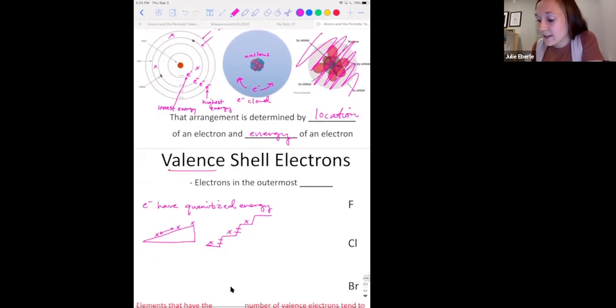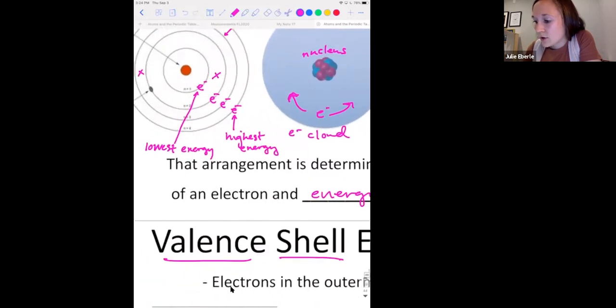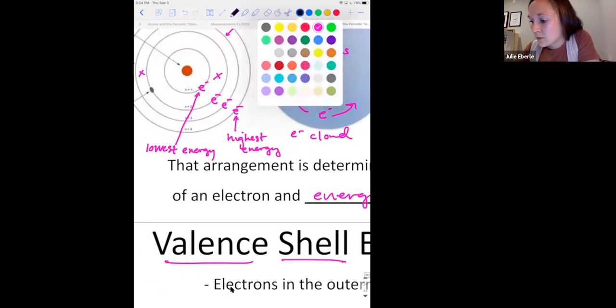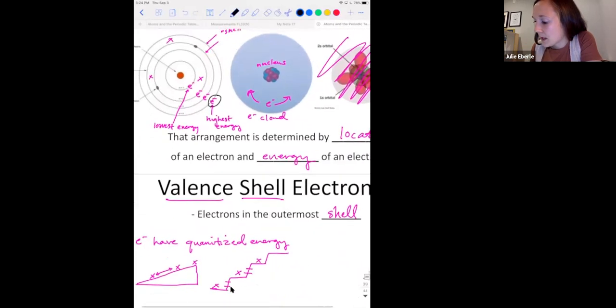So what is a valence? We've talked about electrons. We've talked about what a shell is. What is a valence shell electron? It's an electron in the outermost shell. All right, so if we're looking at this picture, and I drew the electrons in here, I'm going to circle the valence in black. This one is a valence. It's in the outermost shell. The other 3 electrons on the inner shells there, they're not valence electrons. Only the one in the outermost shell. Okay.